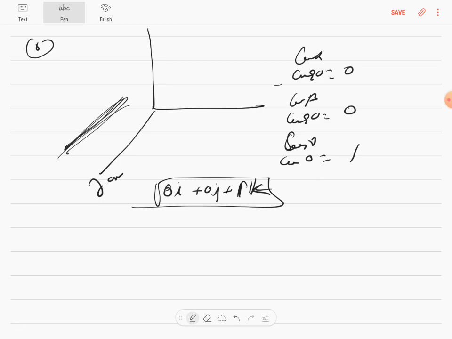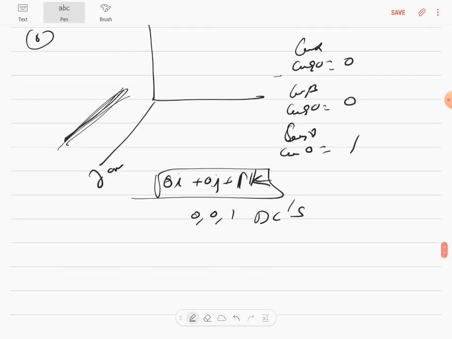What is the question? Write the DCs only. A direction cosine is nothing but a vector whose magnitude has to be 1. Its magnitude is already 1, so 0, 0, 1 is the DCs itself. You have to verify whether it is a DC, because it can be a DR. If it was 2k, it could have been a DR, and then you have to divide it by its magnitude. Can I go to the next question?